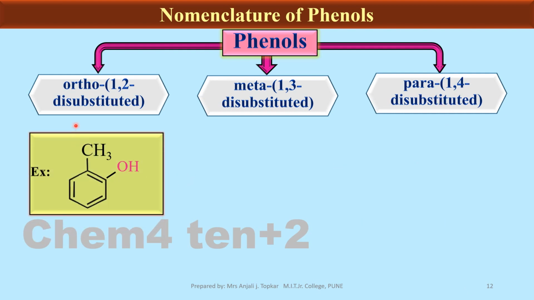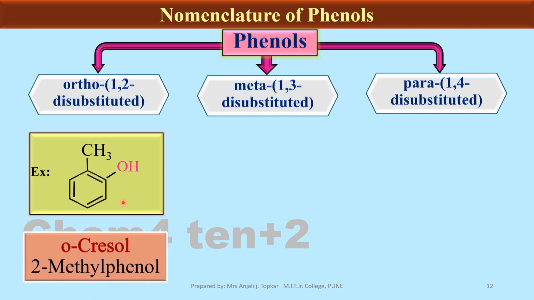Examples for ortho, or 1,2 disubstituted benzene ring: here we find this is 1,2 disubstituted. The carbon atom which is attached directly to the OH group is considered as carbon atom number 1. So the name of the compound is orthocresol, or we can say 2-methylphenol.